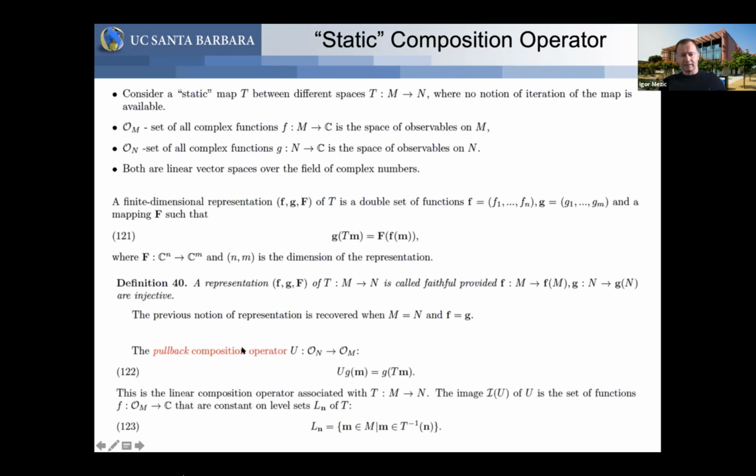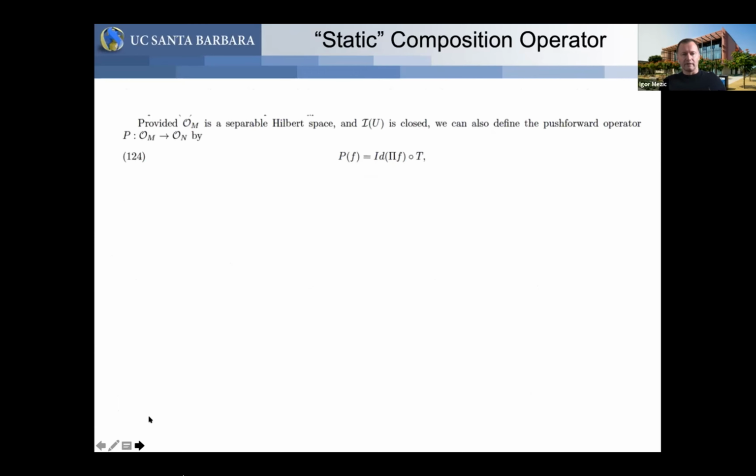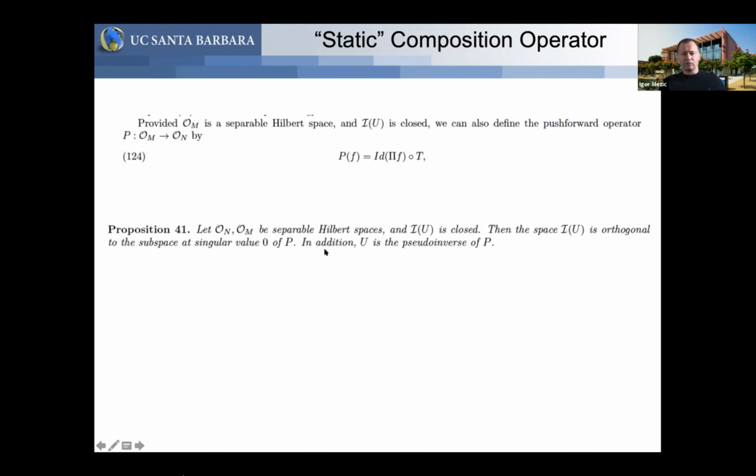And the pullback, which you can think of as the pseudo-inverse, the pullback composition operator, is defined by taking functions on M and composing them, taking functions on N and composing them with T. You can also define the push forward operator, and the two are inverses of each other.